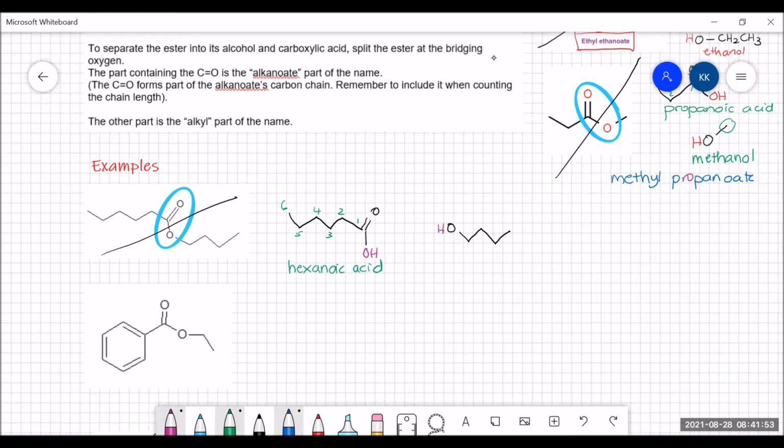If you've forgotten how to name the carboxylic acid, you can always refer back to the video on carboxylic acid naming. And then we have our alcohol having 1, 2, 3, 4. So that is butan-1-ol. So the name of our ester, therefore, is butyl hexanoate.